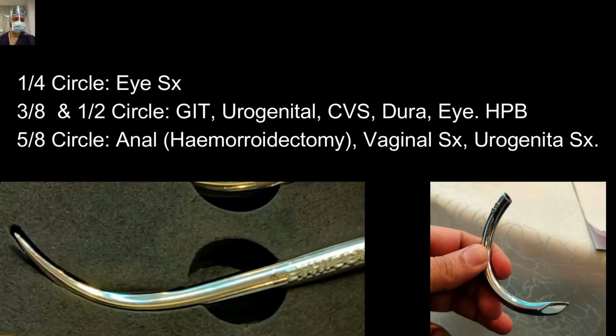Finer circle, basically 1/4 circle, is for eye surgery; 3/8 and half circle for GI, urogenital, CVS, dura, eye, and HPB surgery. 5/8 circle is basically used in anal surgery like hemorrhoidectomy, or vaginal and urogenital surgery, where there is lesser space to rotate the needle.